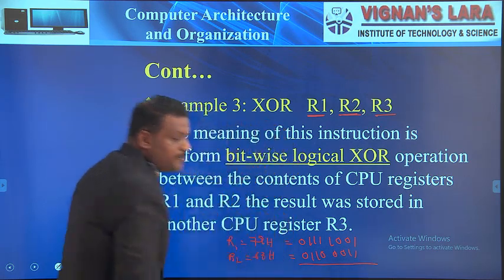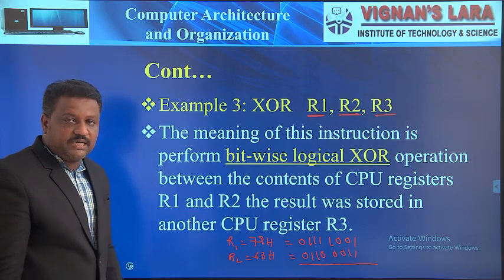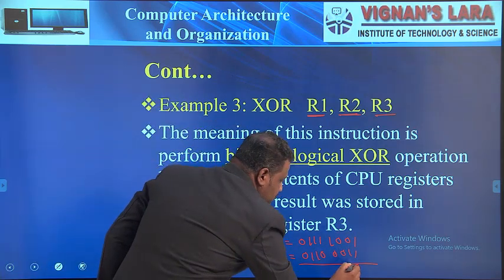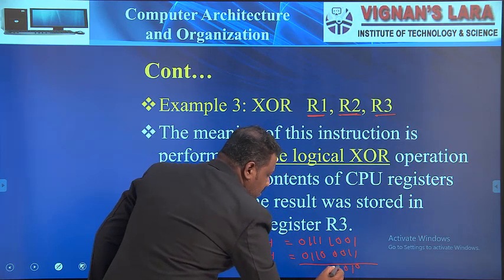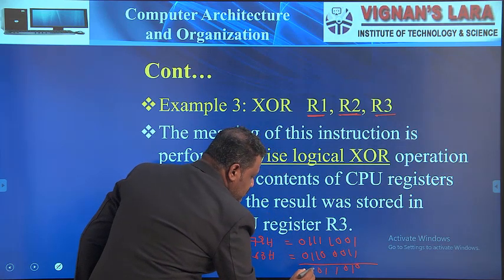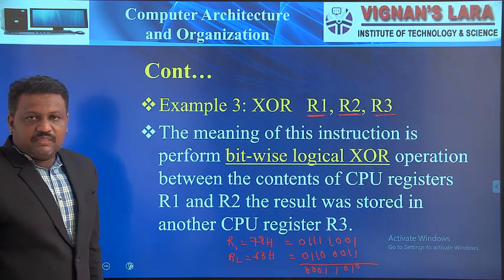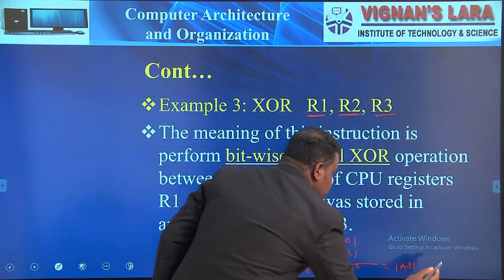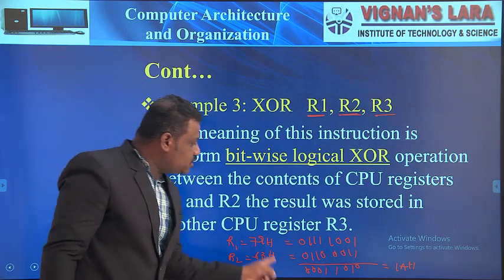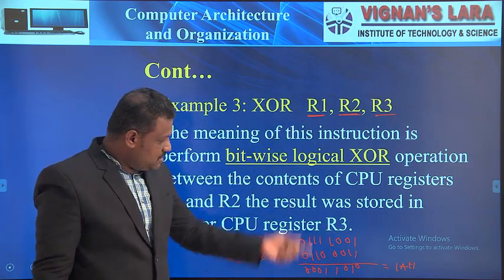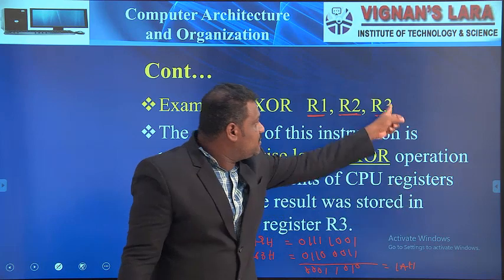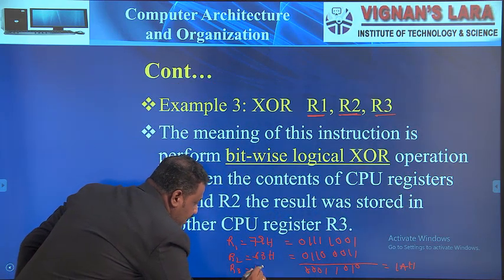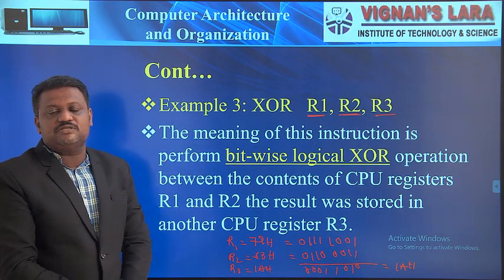Do the logical XOR operation between these two data bitwise. Here the inputs are the same, output 0; inputs are different, output 1; and so on: same, different, same. Finally the result is 1AH. So after execution of this particular instruction, the result is 1AH, which is then copied onto another CPU register R3. R3 value is 1AH.